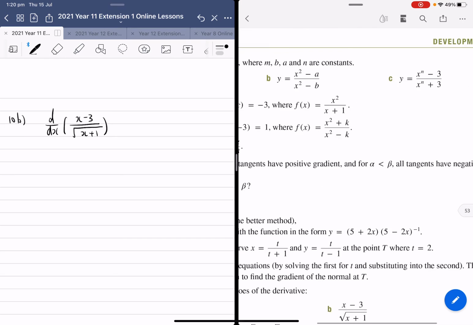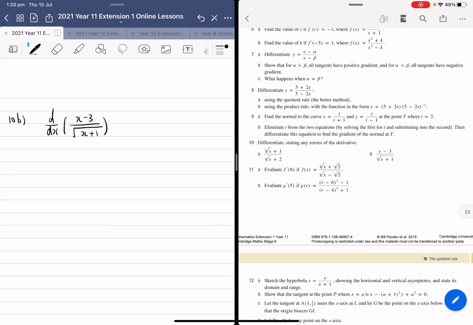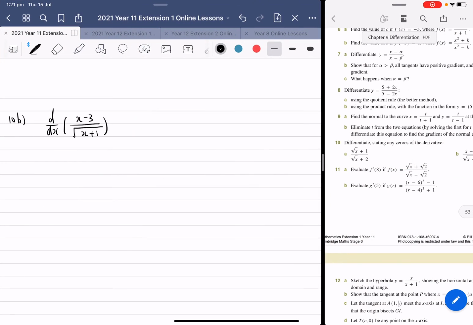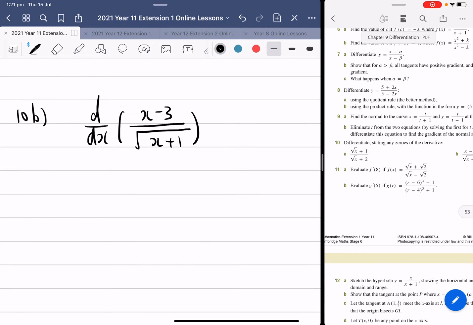Let's just have a look at what the question asks you to do. Alright, differentiate, stating any zeros of the derivative. Stating any zeros of the derivative means we just let the derivative equal 0 and find the value of x. Typically this is just a quotient rule question, so as usual, a long line.